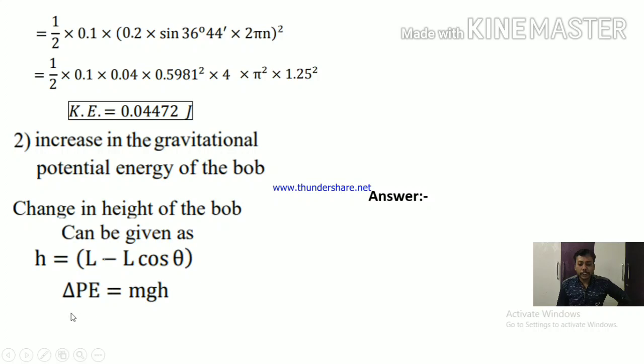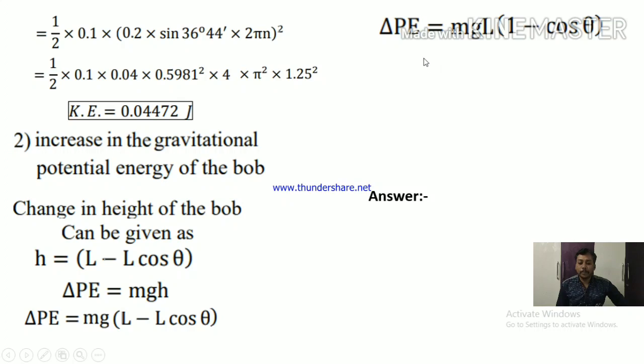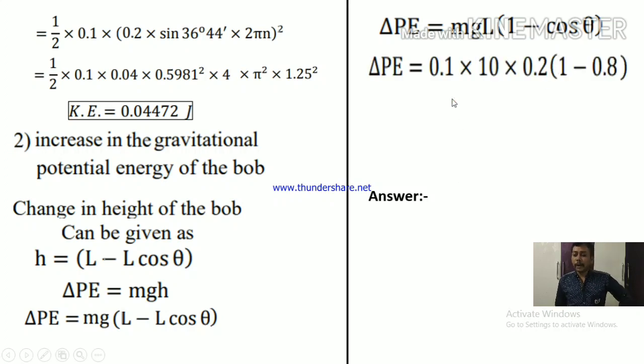So a change in potential energy is mgh. Here h is equal to L minus L cos theta, so put mg in bracket L minus L cos theta. Delta P, that is change in potential energy, is equal to mg, L is common, 1 minus cos theta. Put the value here, the value of m is 0.1, g is 10, L is 0.2, and cos theta is 0.8 as we determined.